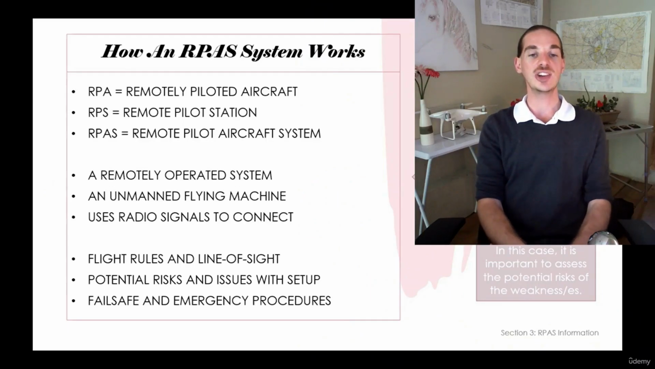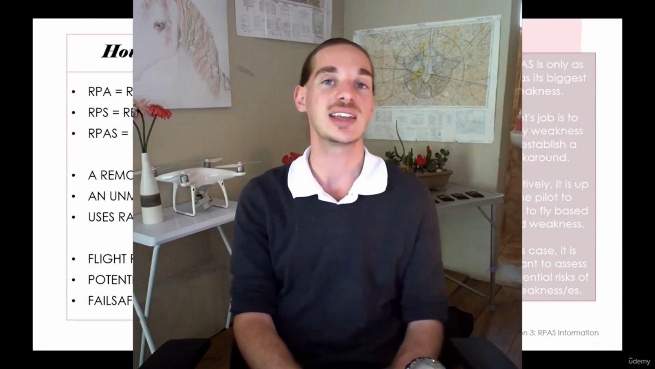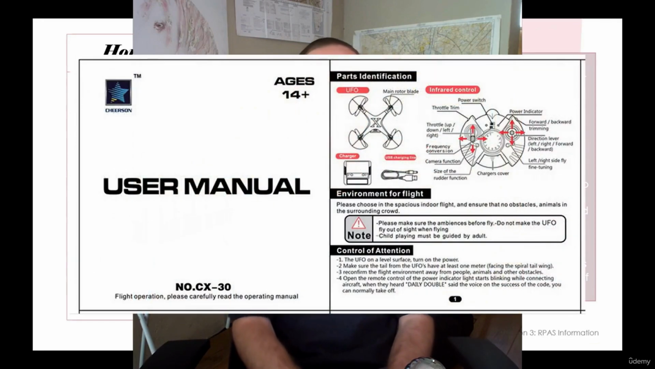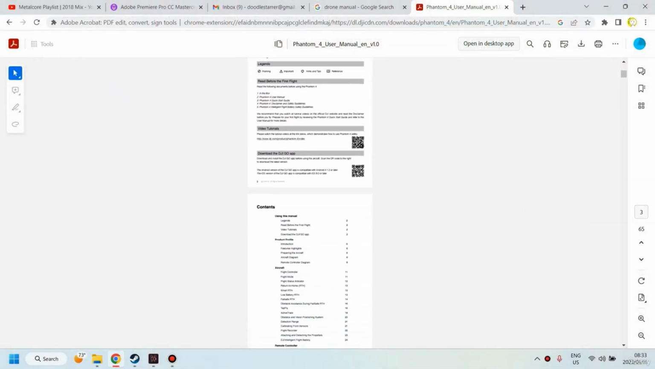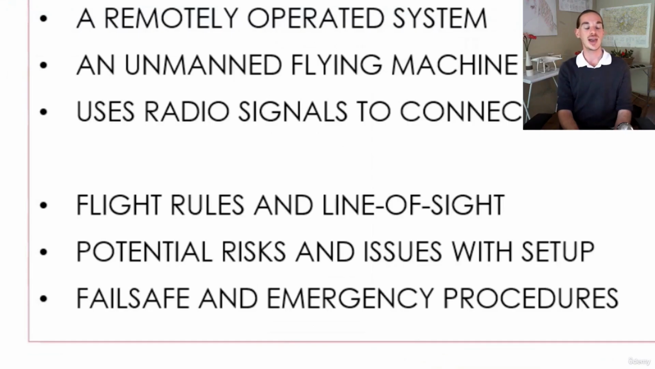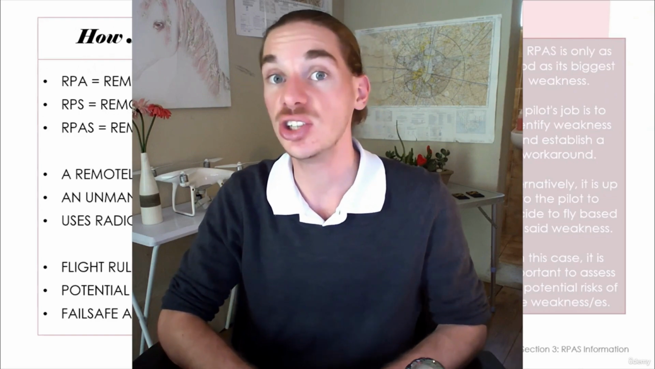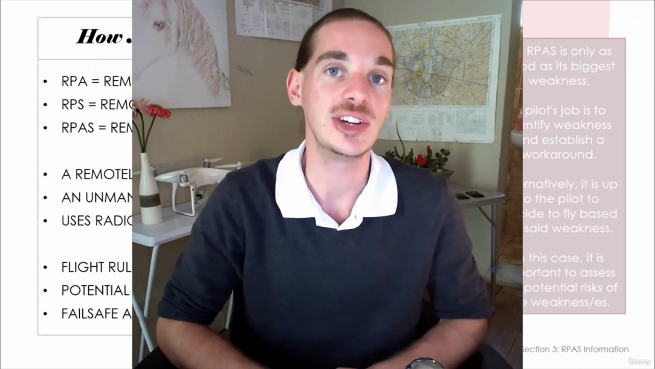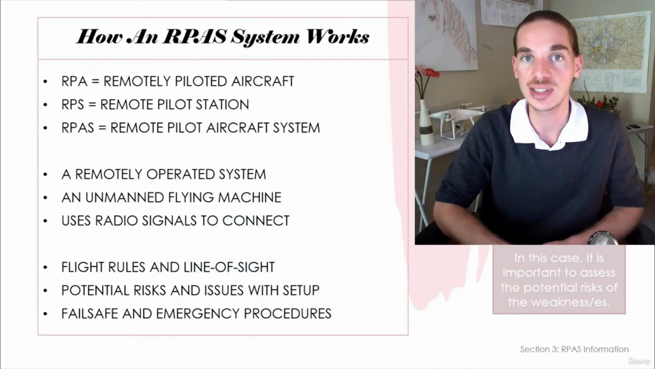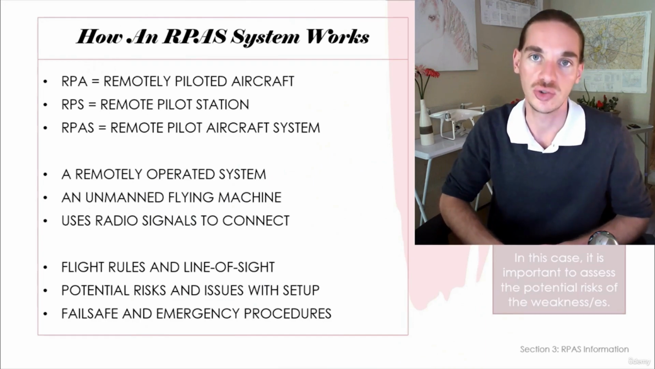Potential risks and issues with the setup. You need to look at what you think can go wrong with your setup. You can refer to the drone's manual for that. You can also look online for some information there. And then finally, you have fail-safe and emergency procedures. You need to know what sort of fail-safes your drone has. You need to know how to use them. And you need to know what the procedures are in any sort of emergency situation involving your drone.